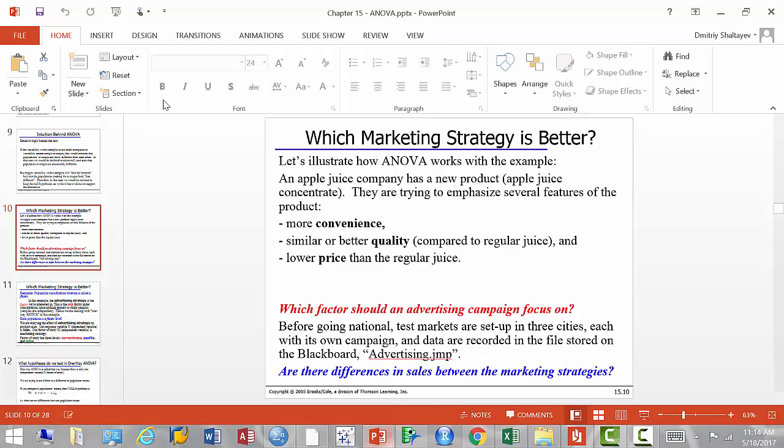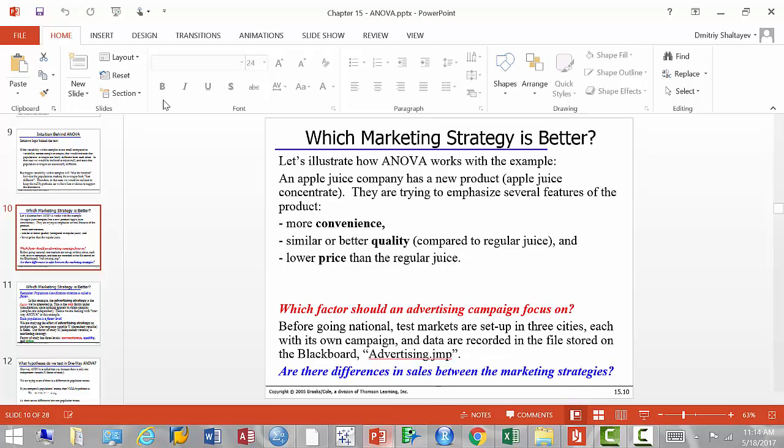They don't know which one to go with, so they decide, how about this? We're going to take 3 cities, and every city is going to be our test market. So in city number 1, we're going to advertise based on the convenience. In city number 2, we're going to run a different commercial that pushes the quality. In city number 3, we're going to promote price. It's lower price, so therefore people go buy it and save some money, right?